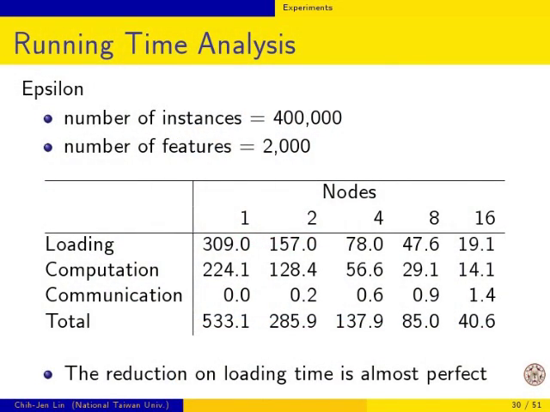Let's check the running time analysis. This is for this epsilon. Remember, it's dense data. I try to list different times for different components. First, there is the loading time, then the computation time, and then the communication time. This table actually looks very nice, because the important thing is the loading time. The reduction in loading time is almost perfect. But this is reasonable, right? Because there's no interaction between those loading tasks. Computation is also reasonably good. Communication, of course, gets worse when you have more nodes, but for this case, it's very good. So the overall scalability is actually very good.